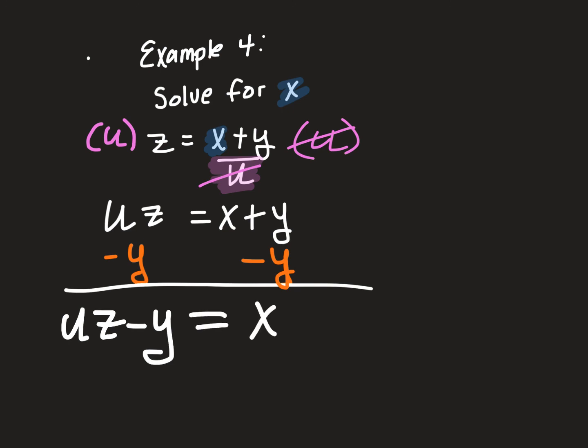And then now, the x is by itself. X has been isolated like we were asked to do up here. So we know that we are probably correct.